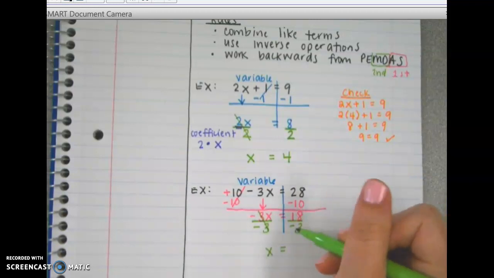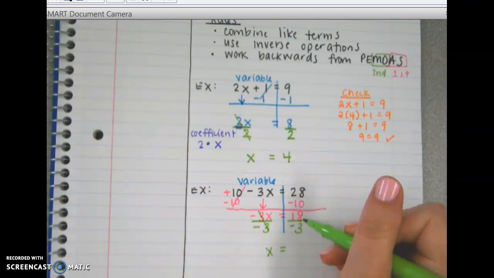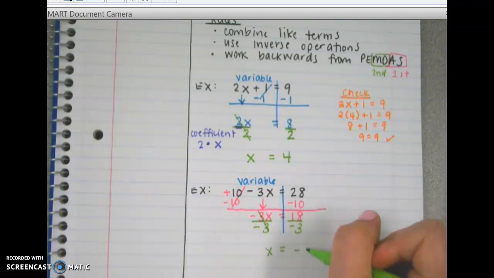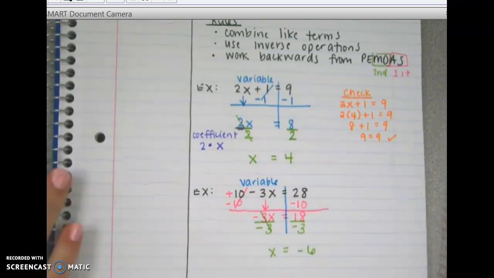This side over here, 18 divided by 3 is 6. When the signs are different, your answer is negative. So when the signs are different, it's negative. If our signs were the same, it would be positive. So a positive divided by a negative is negative 6.